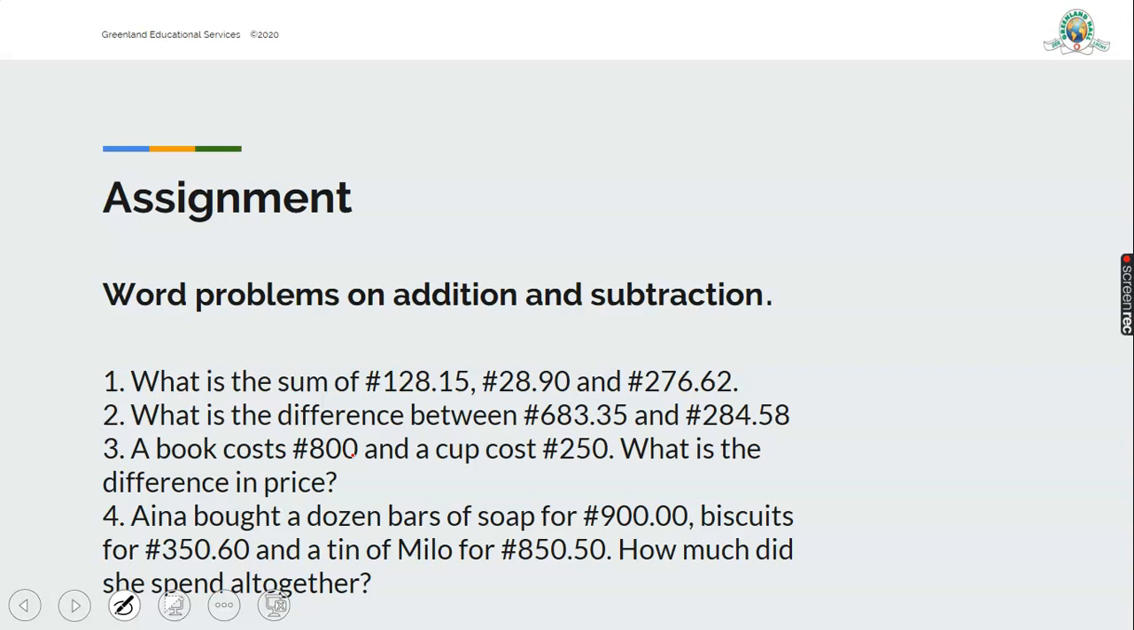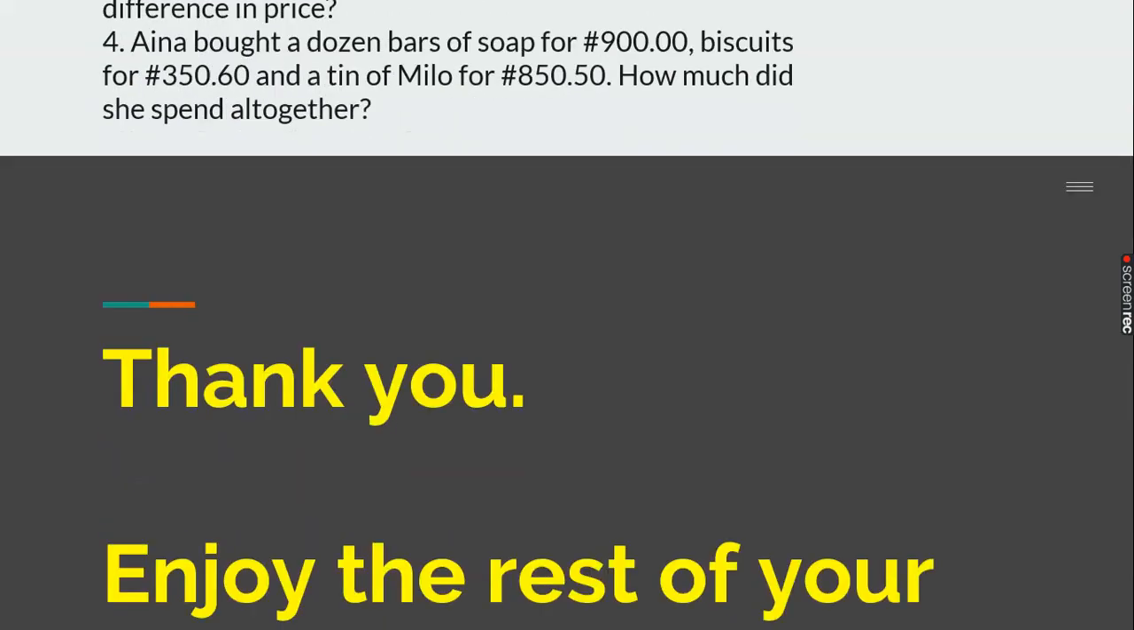Question 4, I now bought a dozen bars of soap for 900 naira, 0 kobo. Biscuits for 350 naira 60 kobo and a tin of Milo for 850 naira 50 kobo. How much did she spend altogether? So calculate those and then let me know your answers.